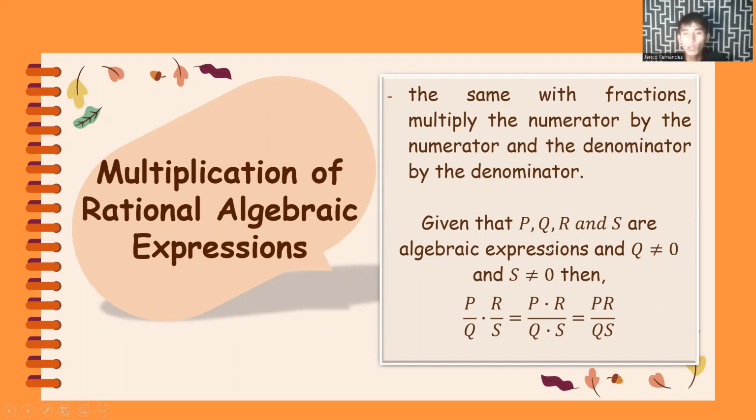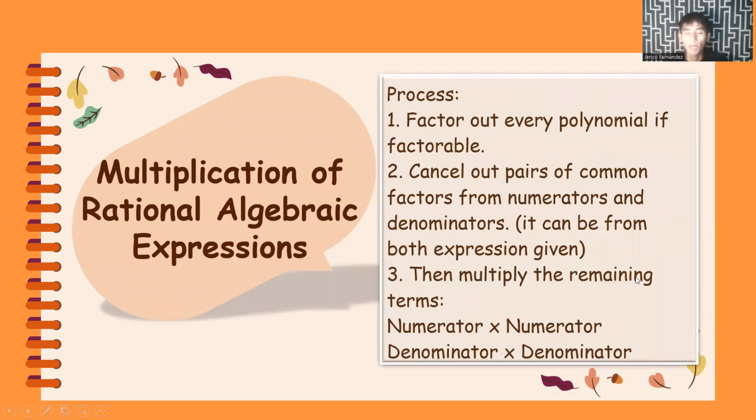So given that P, Q, R, and S are algebraic expressions, Q should not be equal to 0, S should not be equal to 0. So meaning denominator should not be equal to 0. That's the definition of our algebraic expressions. So numerator by numerator, denominator by denominator, P times R, Q times S. As simple as that. So this is the process.